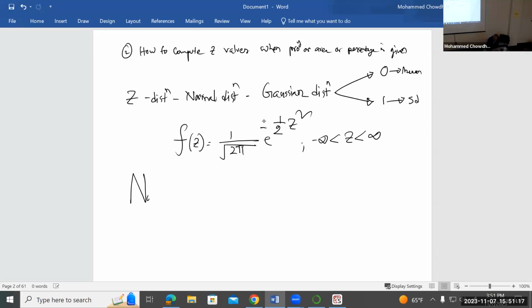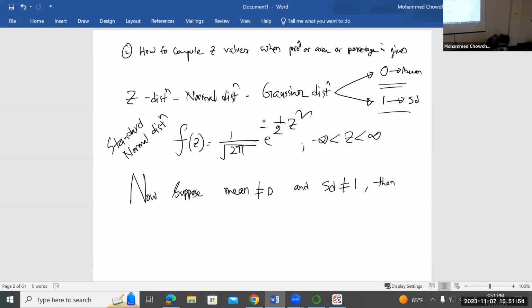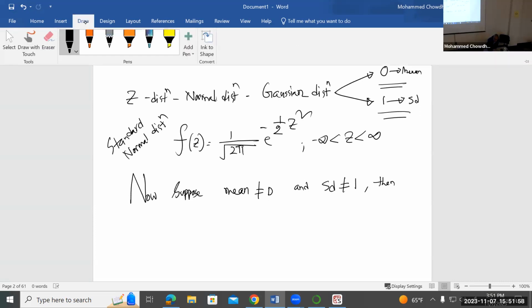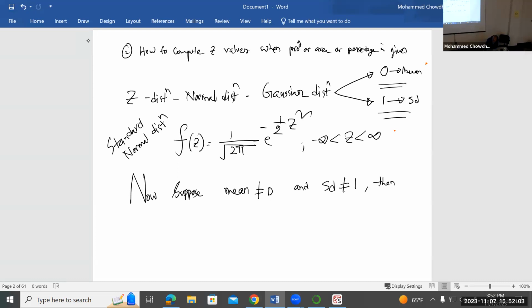Now suppose mean is not equal to 0 and standard deviation is not equal to 1. When mean equals 0 and standard deviation equals 1, that is called the standard normal distribution. But when mean is not equal to 0 and standard deviation is not equal to 1, then the distribution is called just normal distribution.